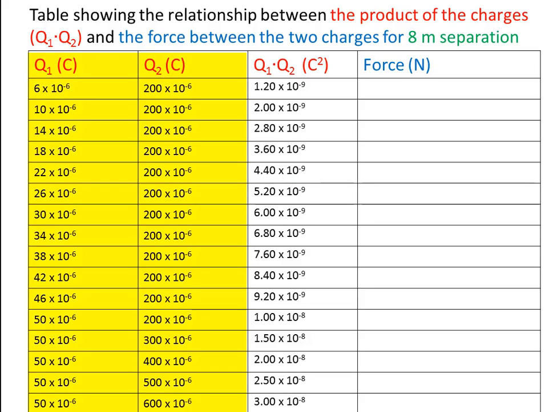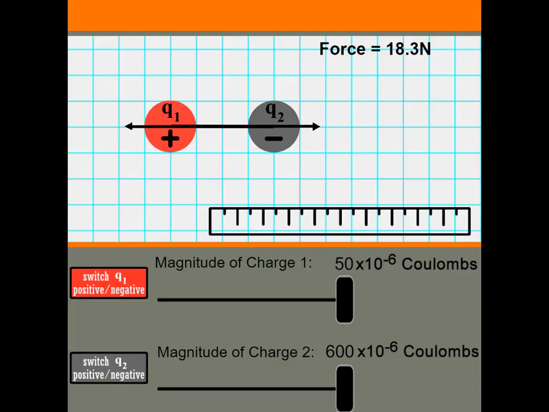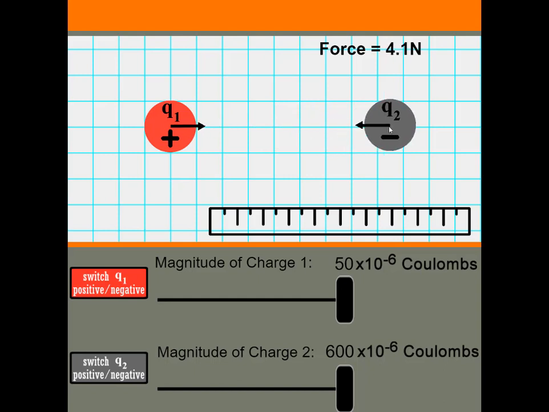We're going to use the same values of Q1 and Q2, and therefore of Q1 times Q2, as what we used in the previous investigations. But all of this is going to now be at 8 meter separation. So we open our simulation. We make sure that the two charged particles are 8 meters apart. We measure the distance from the centers. Each grid line stands for a meter.